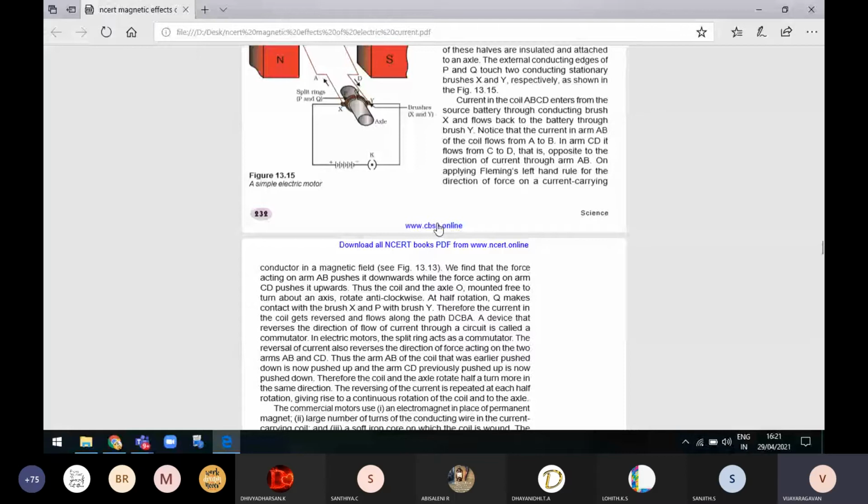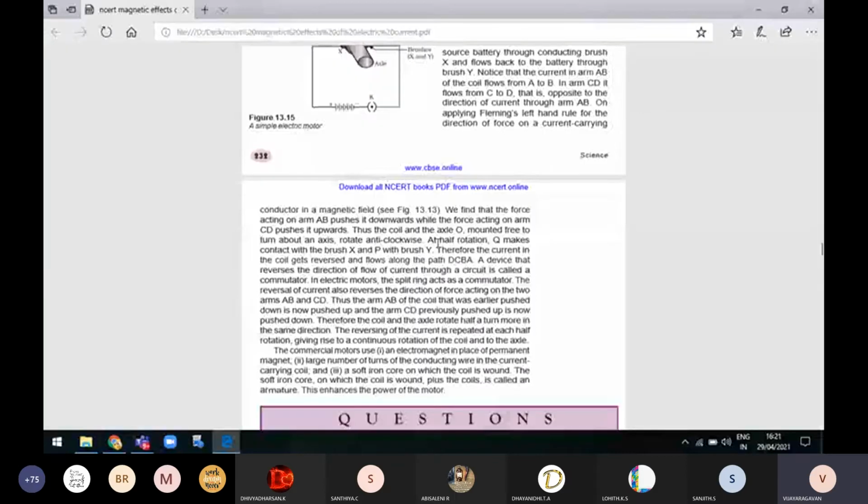Okay, so a device that reverses the direction of the current is called a commutator. A commutator is what reverses the direction of the current in our circuit. Okay? There is a separate instrument too, but as far as this motor is concerned, the split ring acts as a commutator. So a device that reverses the direction of the flow of current through a coil is called a commutator. So in an electric motor, the split ring acts as a commutator. Underline it. Okay?